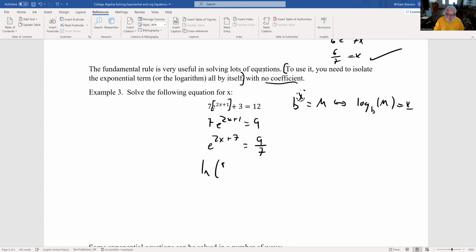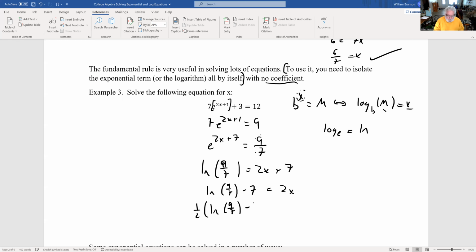Natural logarithm of 9/7 equals 2x plus 7, right? We're using this as m. My base is e, so remember that log base e is natural logarithm. And now we can solve this for x. Log of 9 over 7, that's some number, is 2x. And then I can multiply both sides by 1/2. To get x, whatever number that turns out to be.